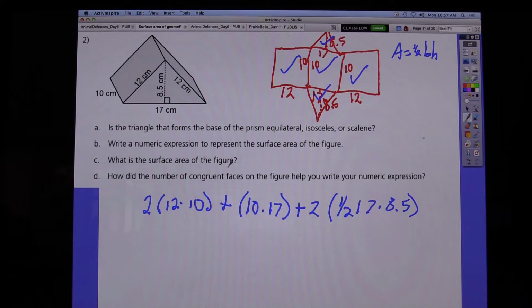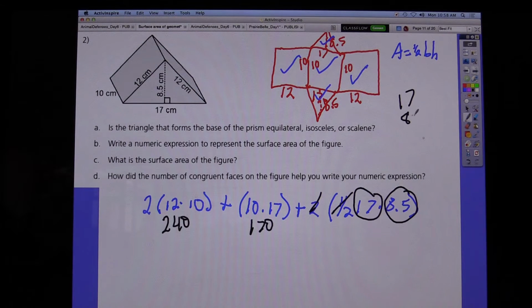Now it says, what is the surface area of the figure? So I'm going to go through and find the surface area of my figure. I'm going to do some of the computations very quickly if I can. So 12 times 10 is 120. 120 times 2 is going to be 240. This will be 170. Now, anytime you have to times 2 and then you got a half here, I would just focus on the 17 and this 8.5. I wouldn't even worry about this because they'll cancel each other out. So 17 times 8.5, let's do it the standard algorithm.